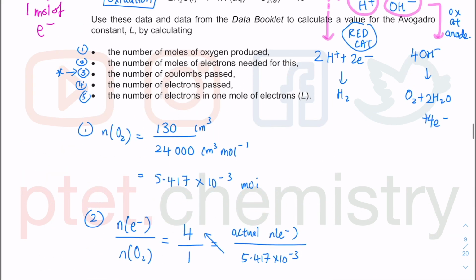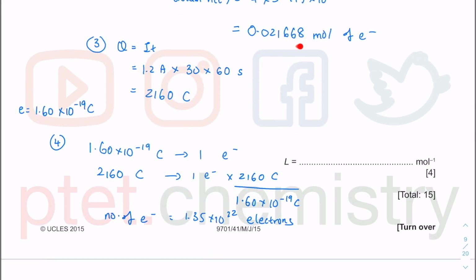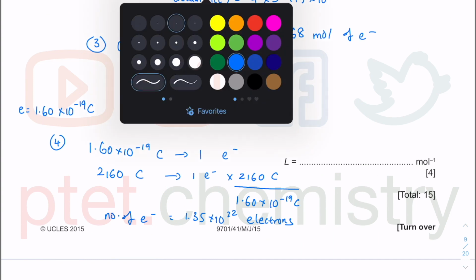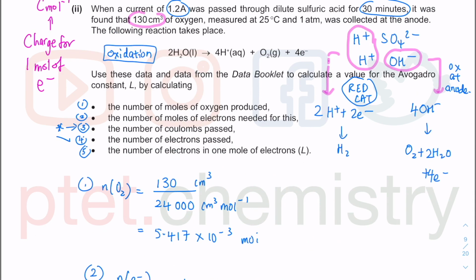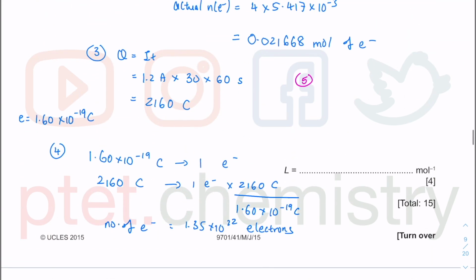Last but not least, what do I need to do? I need to get the number of electrons in 1 mole of electrons. So we know that this is the mole of electrons, and this is the number of electrons. So the relationship between Avogadro constant and this actual mole of electrons is going to be the charge for 1 mole of electrons. We want the number of electrons in 1 mole of electrons. So the number of electrons is equal to Avogadro's number multiplied by the mole of electrons.